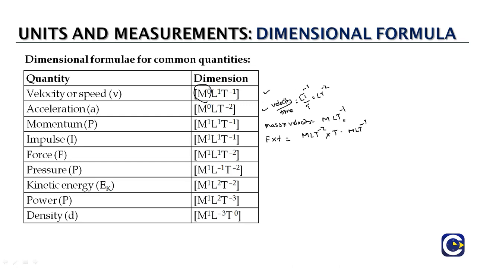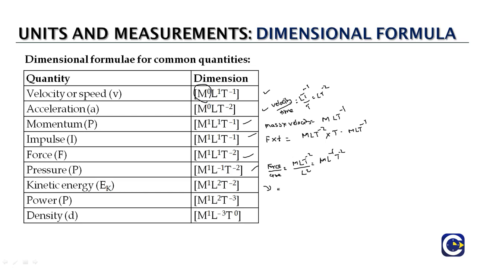We can see an interesting thing: both momentum and impulse have the same dimensional formula. Force we already had a look at, it is M L T^-2. Then pressure is nothing but force acting on a given area, so it will be M L T^-2 divided by area, which is L^2, so it will be M L^-1 T^-2. That will be the dimensional formula for pressure.